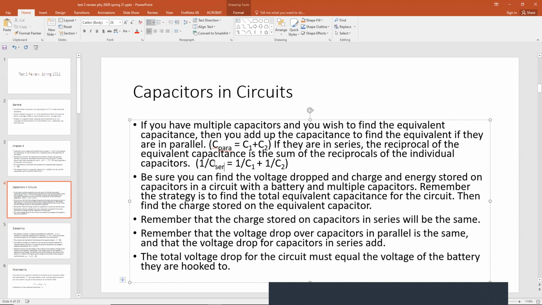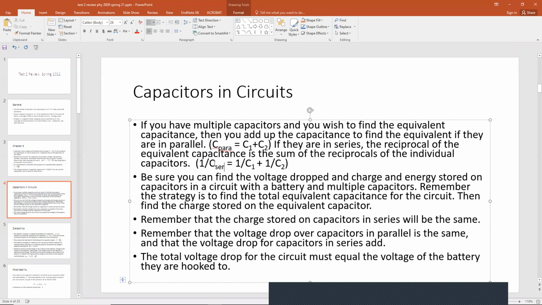Now, remember that the charge stored on capacitors in series is always going to be the same. So if you find the equivalent capacitance for the circuit, and there are capacitors that are in series with the battery, then that equivalent capacitance charge stored will be the same as those capacitors. Also remember that the voltage drop over capacitors in parallel is the same, and the voltage drops for capacitors in series add. And so the total voltage drop for the circuit has to equal the voltage of the battery that they're hooked up to. So you can break it down step by step and use that to find the charge stored and the voltage dropped over each capacitor in the circuit.